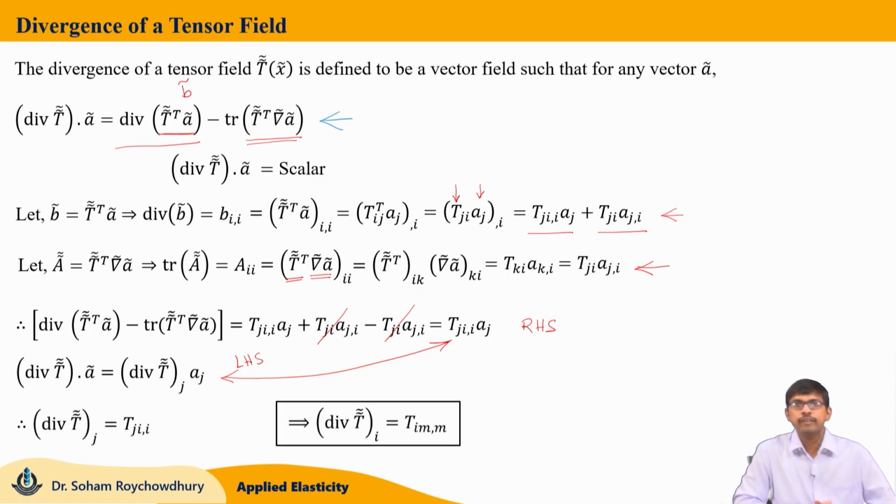So the divergence of any tensor T, the ith component of that, is defined to be T_im,m, where m is a dummy index and i is the free index. Here in the previous equation we had j as the free index and i as the dummy index. Here I have changed the names to be i as the free index and m as the dummy index. So the ith component of divergence of T is T_im,m. This is the divergence of a tensor field, which basically results in a vector.